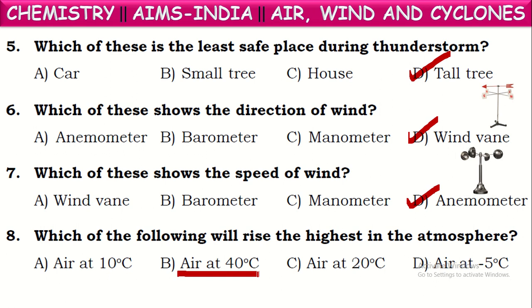Out of these all temperatures, the air at 40 degrees Celsius will rise the highest in the atmosphere, because at that temperature the molecules will be very far away from each other, meaning air expands a lot and its density becomes very less, and hence it rises up. Okay, so it will be the correct answer.